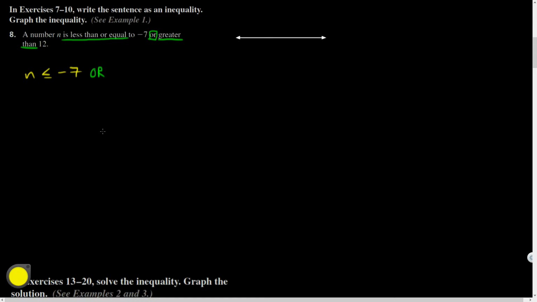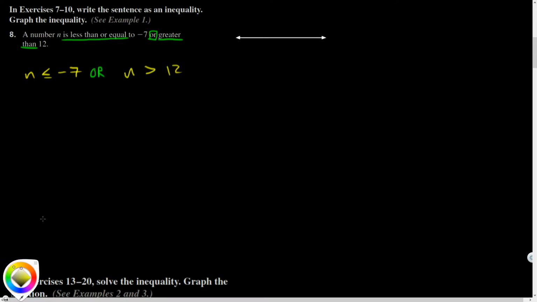-7, like so. Also, I put the line through my 7s so that my 7s don't ever accidentally start looking like a greater than sign, right? Because that could happen. Or n, the same variable, is greater than 12. So here's greater than 12. Notice, not greater than or equal to.